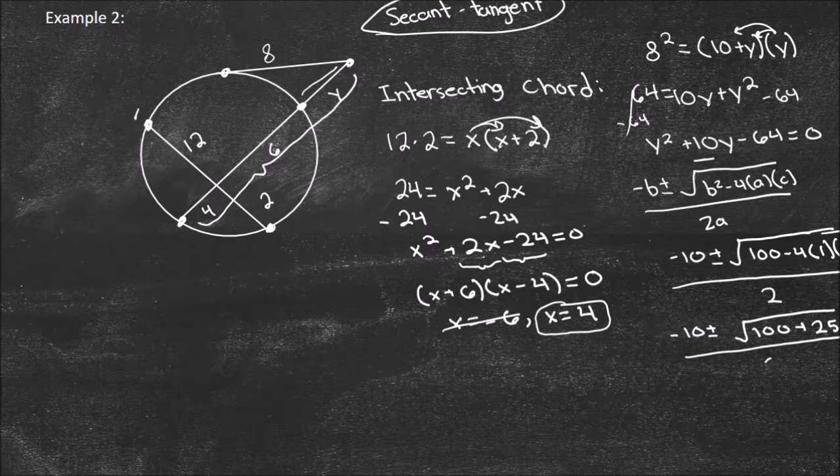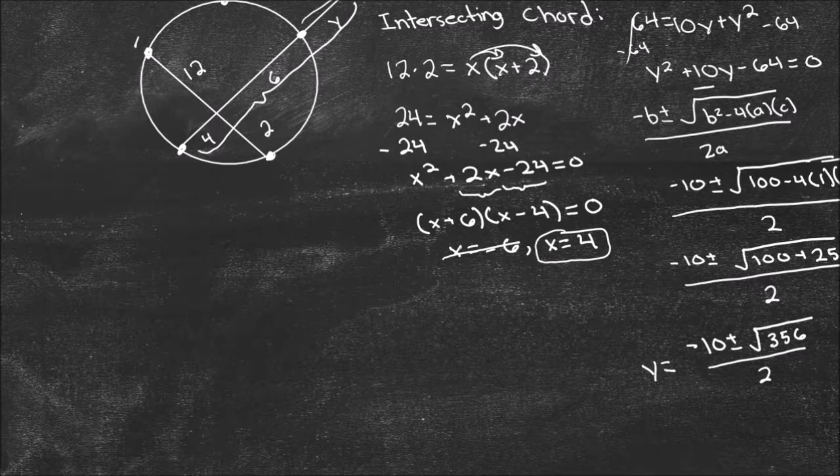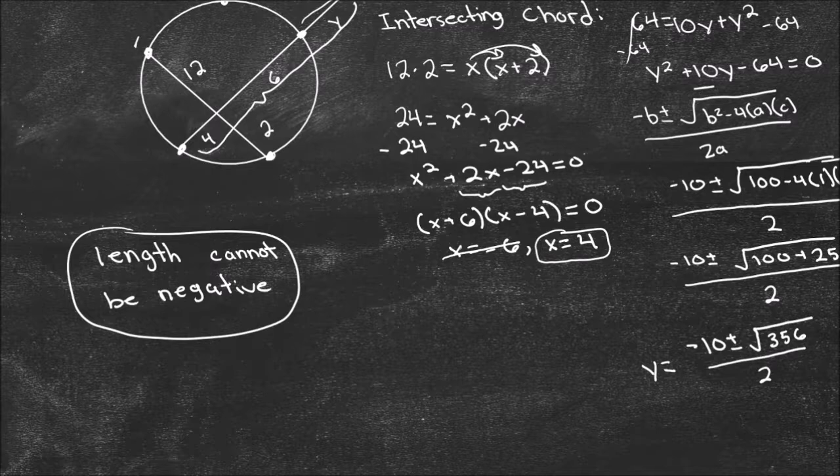divided by 2. So I'm going to simplify again. I'll get negative 10 plus or minus square root of 356 divided by 2. And now you'll notice, again, we have y equals this big thing right here. But we need to be careful again because we figured out that length can't be negative. I'm going to write that here. Length cannot be negative. And we have two solutions here, right? Because we have the negative 10 plus the square root of 356, but we also have the negative 10 minus the square root of 356. So we need to think, well, which one's going to be positive?